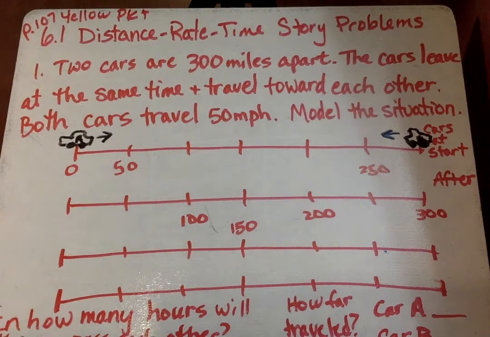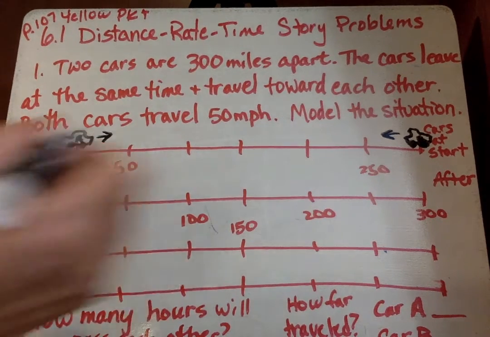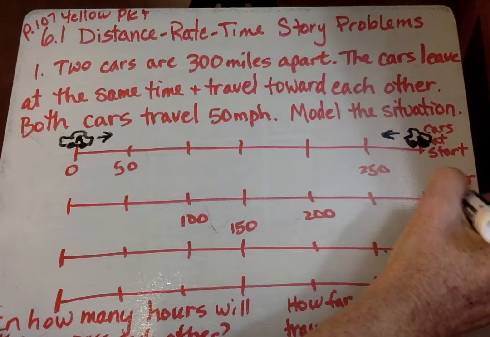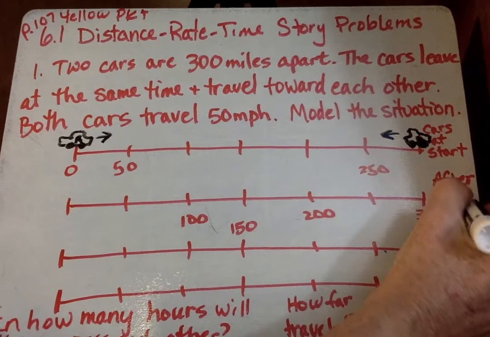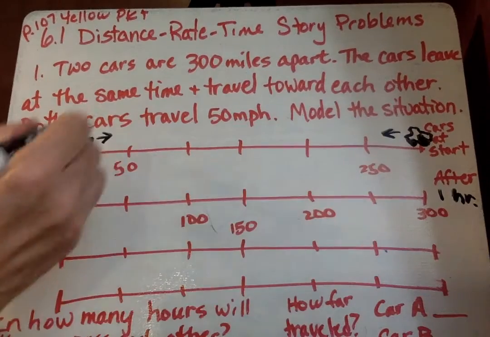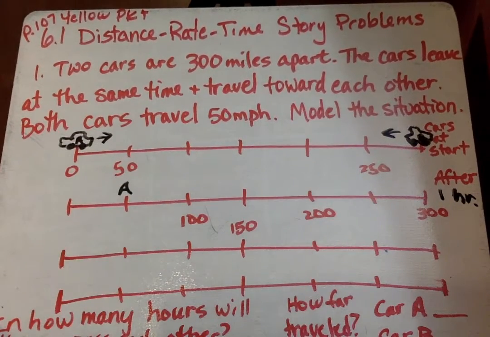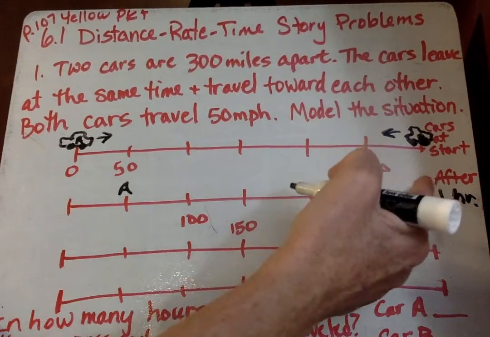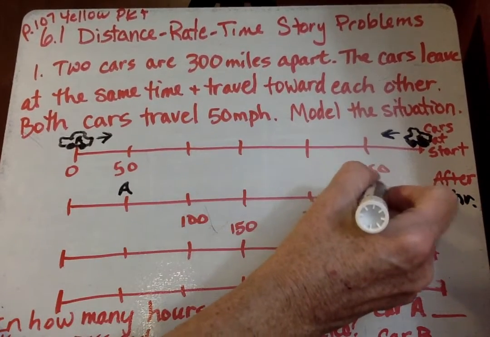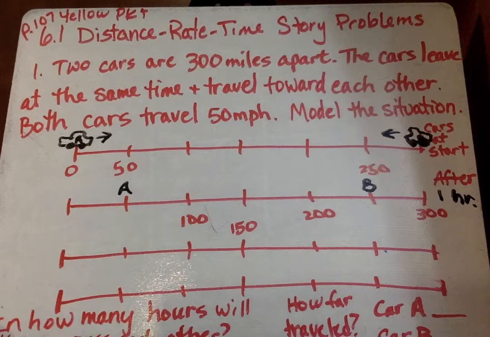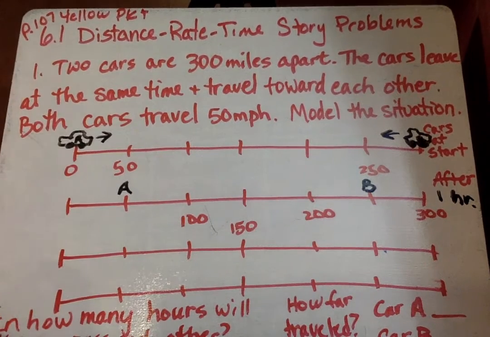Okay. Now, after 1 hour, okay, this car has traveled 50 miles, A. I'm going to just call that A. And then car B has also traveled 50 miles. Okay, so there's our model. If you want to draw the car, you can, but I'm just doing A and B.